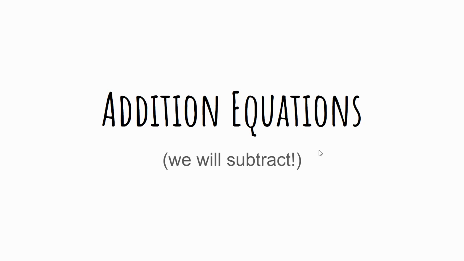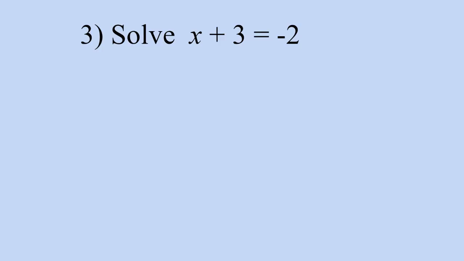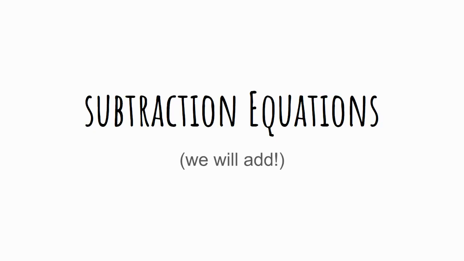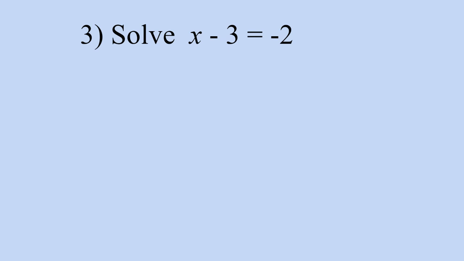Okay, so if we have an addition equation, we're going to subtract. I'm going to go through these one-steps pretty quickly because you should know these by now. I see that the x is adding to the 3. So what are we going to do? We are going to subtract the 3 from both sides. Okay, so once I subtract the 3 from both sides, I can cancel out the 3s on the left side, and then I just do the math on the right side. x equals -5.